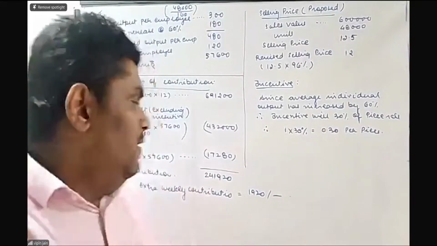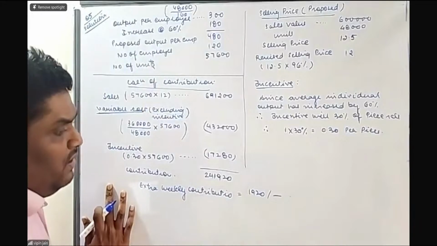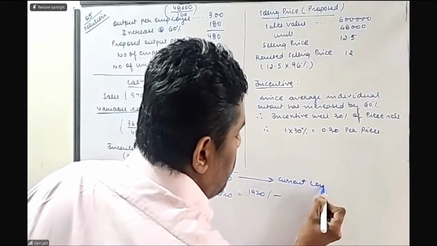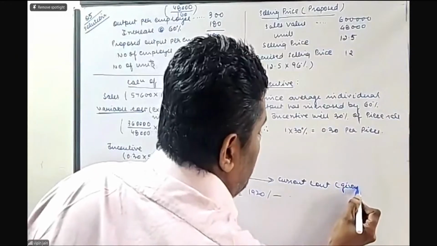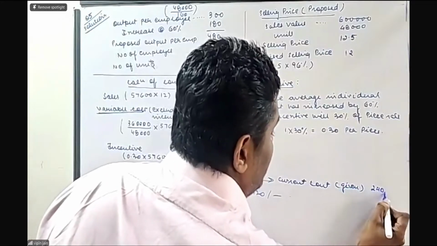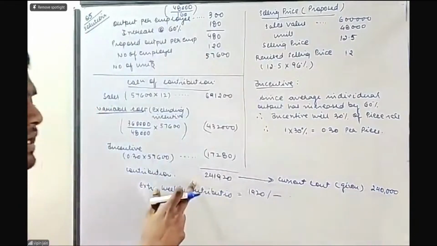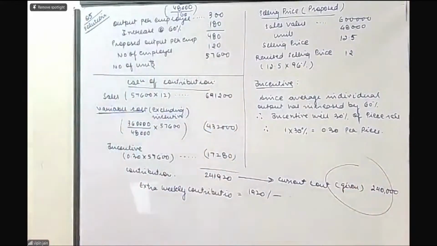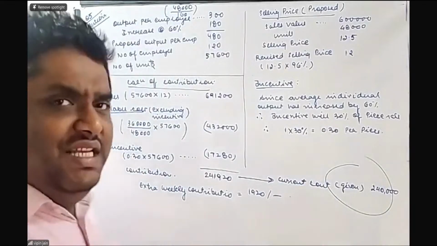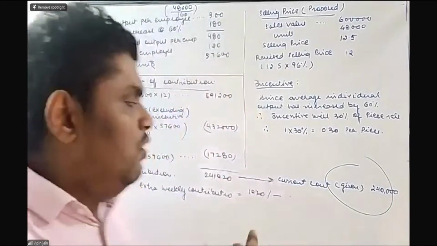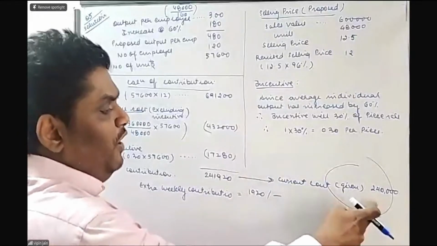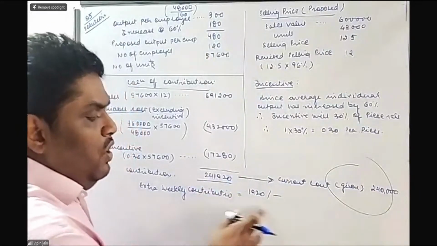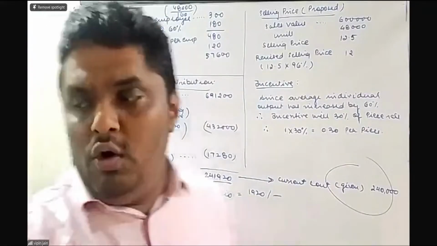Okay, Prajwal, see, my current contribution that is given is 2,40,000. So my new contribution is 241. This is given in the question. And the question is asking for extra weekly contribution. So my current contribution is 240. Under the proposed plan, my new contribution will be 241,920. So 1920, that is my extra contribution.